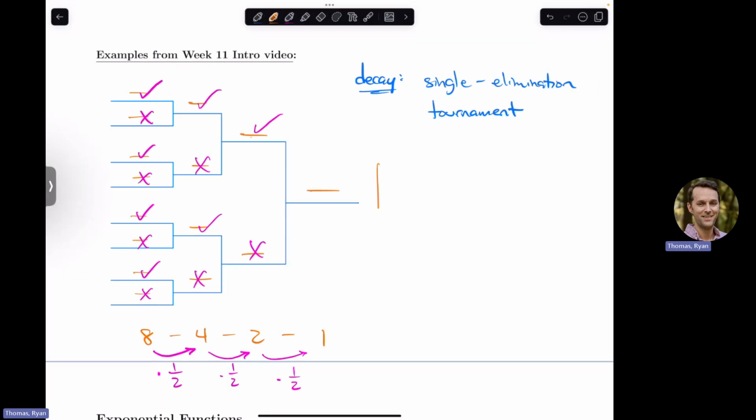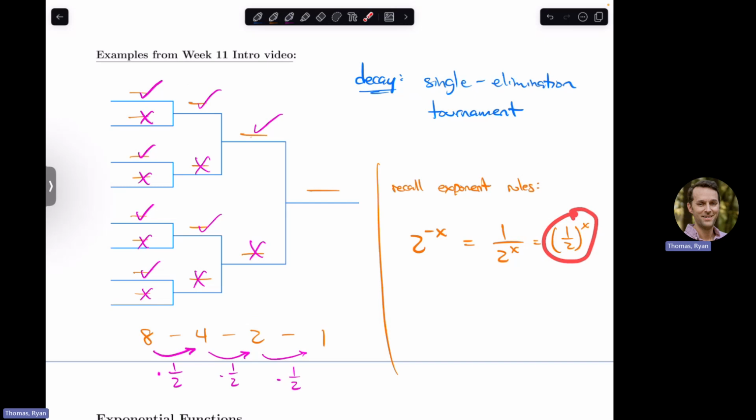If we think about exponent properties, 2 raised to the negative x would be the same thing as 1 over 2 to the x, or 1/2 raised to the x. Again, we'll get into that a little more in class, but it makes sense then that this is just 2 to the x with a y-axis reflection, because that's exactly what a negative sign on the inside, in the argument of the function, would do.